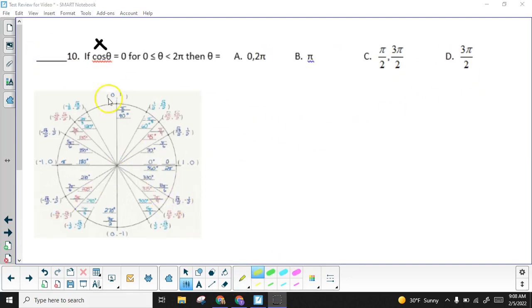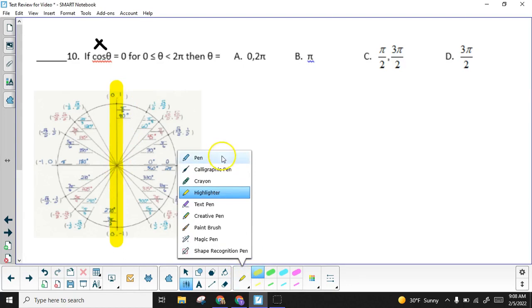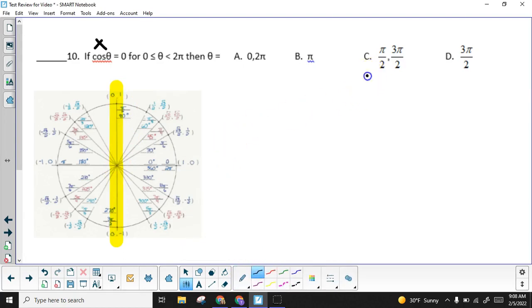Okay, now for number 10, we're looking for if cosine of theta is 0 for values of theta between 0 and 2 pi, then what is theta? Remember that our cosine is our x value. So we're looking for what angles have an x value of 0. Now that's not any of our pi over 3, pi over 4, or pi over 6 families, but that is our quadrantal angles here. X value of 0, there's 2 of them, pi over 2 and 3 pi over 2, which means our answer would be pi over 2 and 3 pi over 2. Choice C.